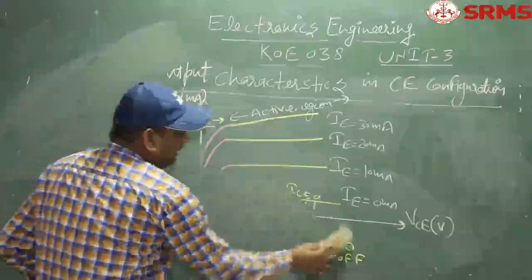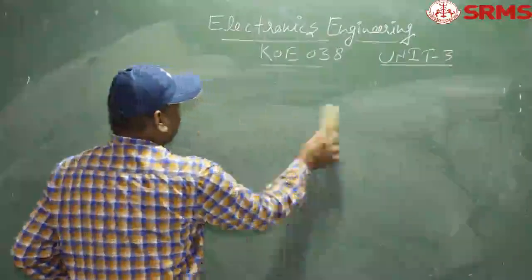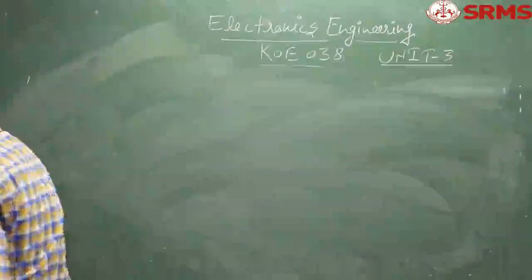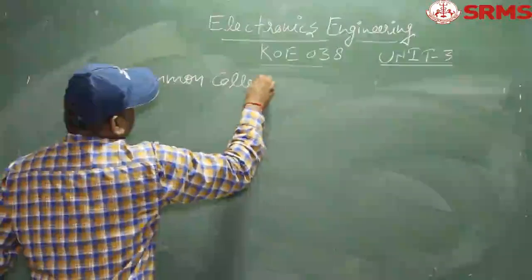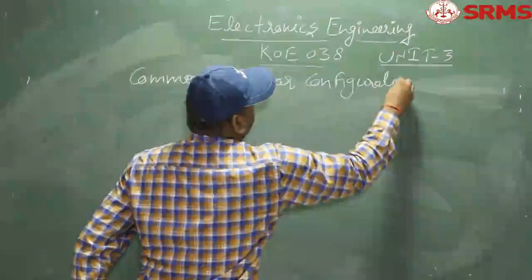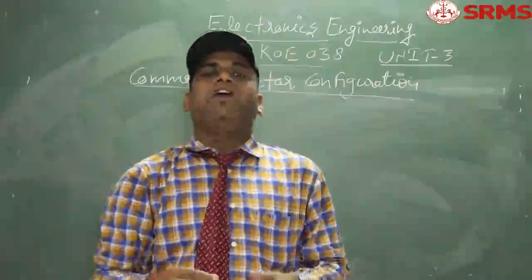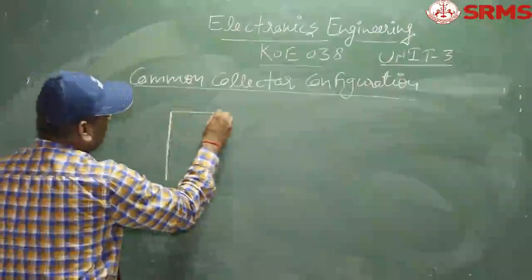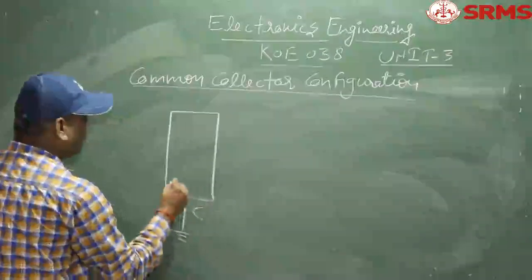Now we will discuss another configuration. This is defined as common collector configuration. So as the name implies, common collector. The collector is made common for the base as well as for the emitter terminal. So here, this is the common collector configuration. This terminal is the collector, made common.